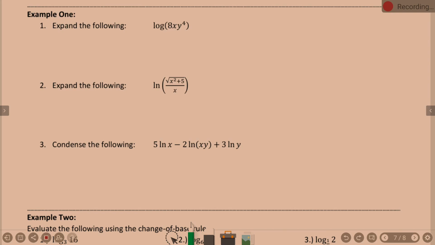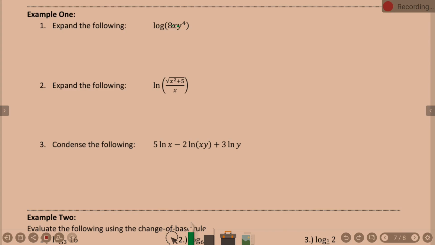Would it be log of 8x plus the log of y to the 4th? Almost. Split it a little bit more. So you split the 8 and the x. Oh, we do it in 3. Mm-hmm. 8xy to the 4th is technically 8 times x times y to the 4th, correct?